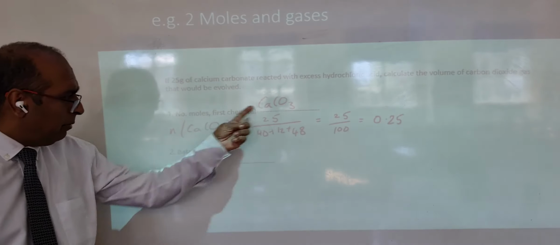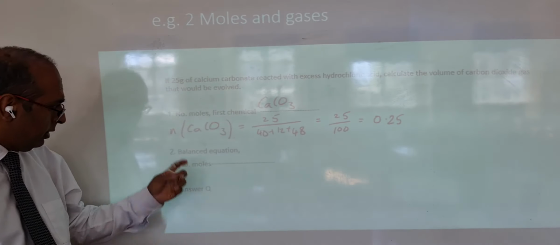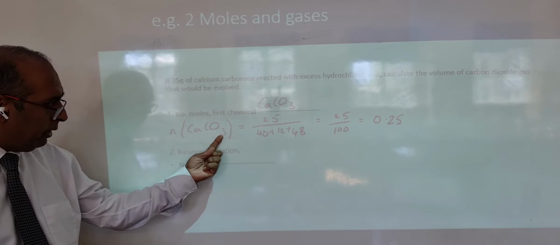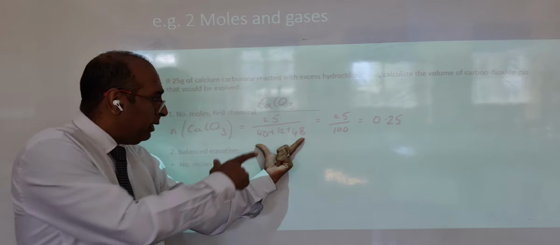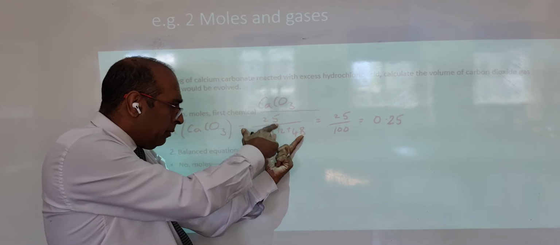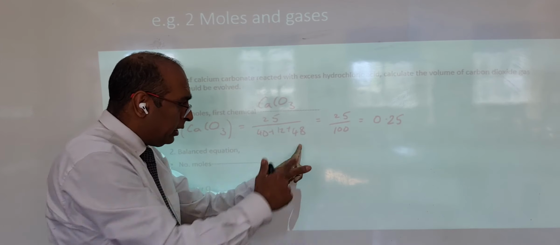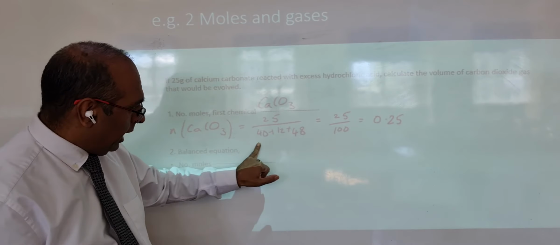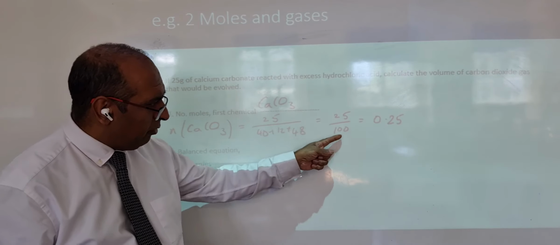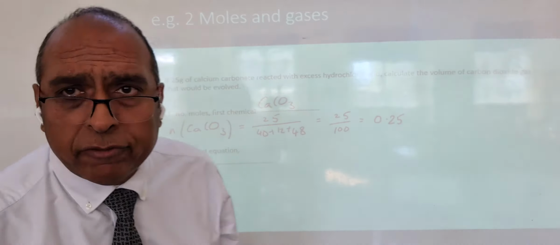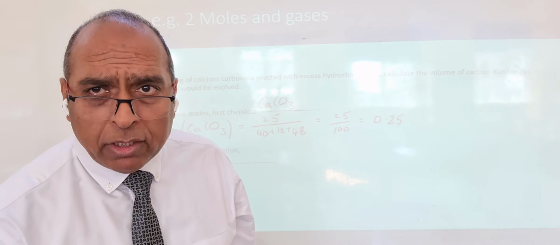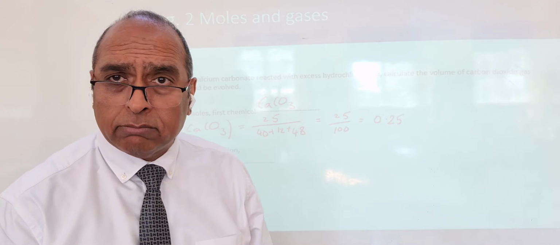So calcium carbonate is calcium carbonate. Number of moles of calcium carbonate is 25 divided by an Mr of calcium carbonate. Calcium is 40, carbon is 12, oxygen is 16, times 3 is 48. Add all that up, you get 100. 25 over 100, 0.25 moles. So it's a quarter of a mole. Chemical one, quarter of a mole.